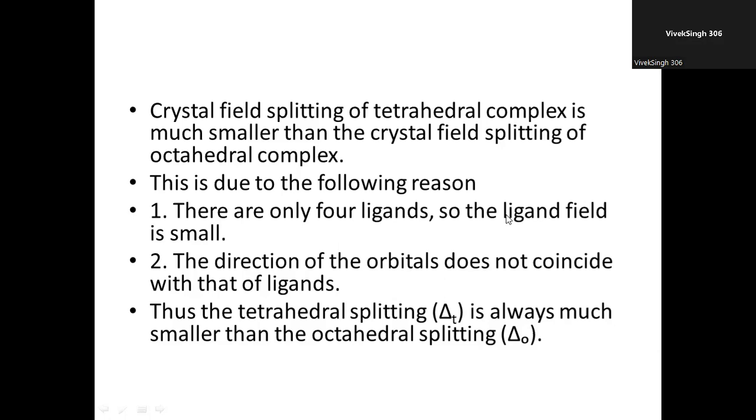Whereas in case of octahedral complexes, there are six ligands, so ligand field is higher. Second point is, in case of octahedral complex, the ligands are directly pointed towards the d orbitals, whereas in tetrahedral complexes, the direction of orbitals does not coincide with the ligands. Thus, the tetrahedral splitting is always much smaller than the octahedral splitting.